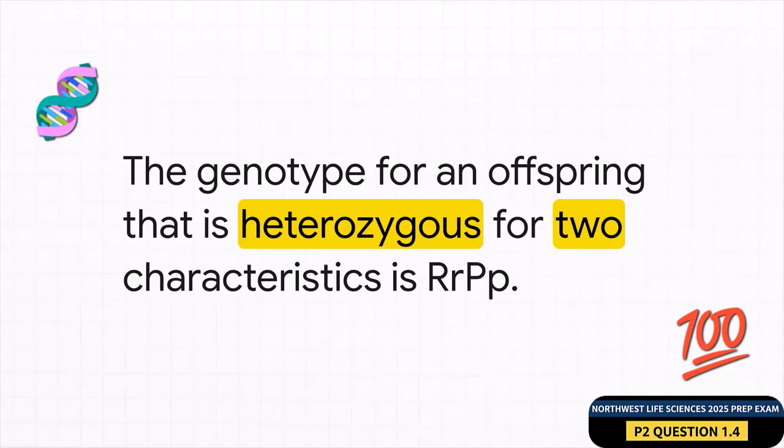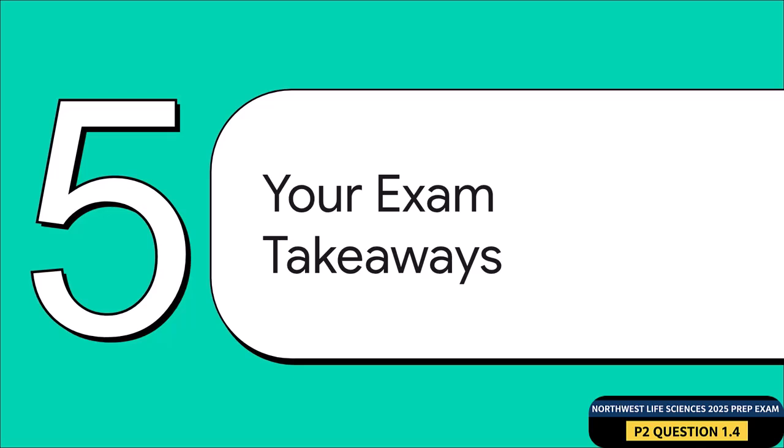Okay, the final part, 1.4.5b, asks for the genotype of an offspring that is heterozygous for two characteristics. Heterozygous just means having two different alleles. So for seed shape, that's big R, little r. For flower color, it's big P, little p. You just put them together, and the genotype is RrPp. Simple as that. And just like that, we have cracked question 1.4.